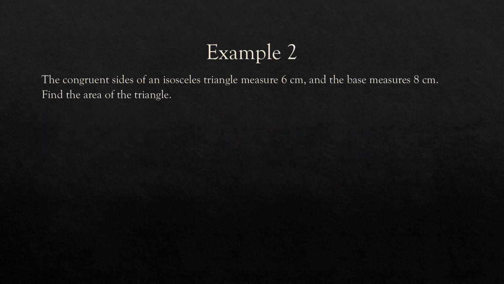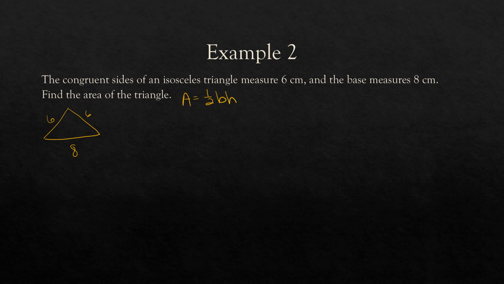Example 2. The congruent sides of an isosceles triangle measure 6 centimeters and the base measures 8. What is the area of the triangle? So these are both 6, and this down here is 8. How do we find the area of a triangle? Well, the area is 1/2 base times height.